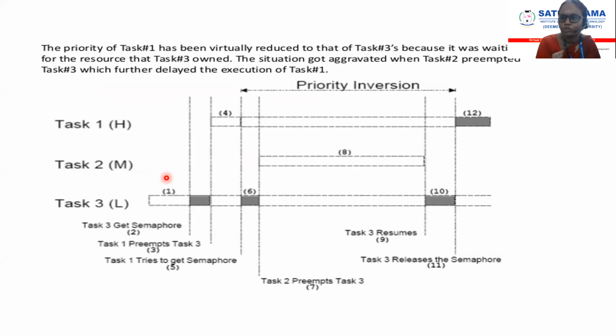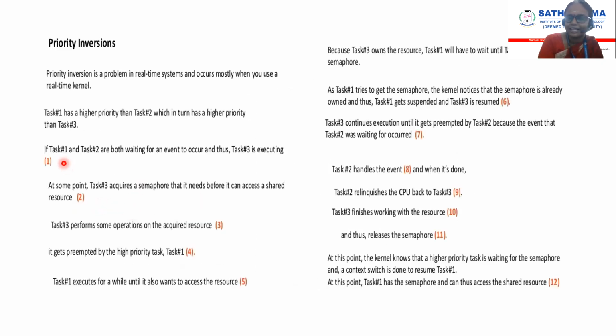It will do the opposite. So the two highest priority tasks are not involved; they are running task 3. Why? The lowest priority now becomes the highest priority. So what happened? They are running task 3's priority. The same thing they are saying: task 1 and task 2 both are waiting for an event to occur, but task 3 is executing because the priority gets inverted.